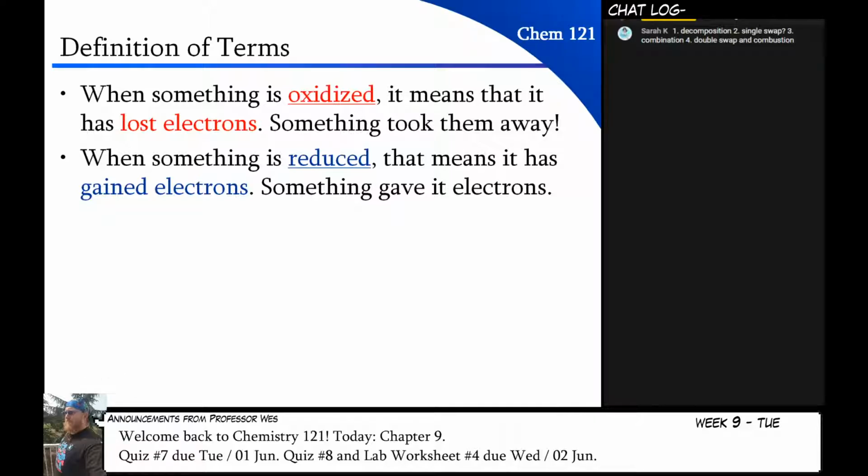The first term is oxidized. If something is oxidized, it means that we are taking away its electrons. And this is the weird part. If something is reduced, it's because we're giving it electrons. Now, you might look at that and think, well, wait a second. If I'm reducing it, why is it gaining electrons? Because electrons are negative. What we're reducing is its charge. We're making it more negative.